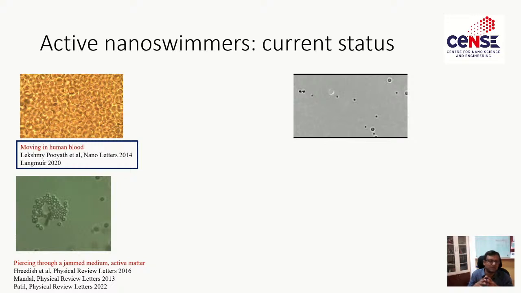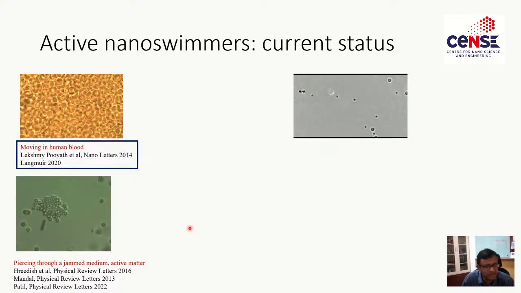And there are associated questions of the basic physics of these active nanoswimmers. How do you move through a jammed medium? How do you measure rheological properties of a surrounding medium? And how do they differ from other living systems? There are many papers in recent times that cover the physics of these, trying to address these questions.